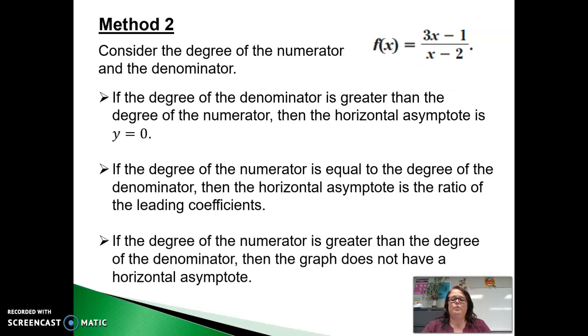If the degree of the numerator is bigger than the degree of the denominator, then the graph doesn't have a horizontal asymptote. So this is the much more straightforward way to talk about it, and this is the way that I will talk about it. So just like I said a moment ago, the horizontal asymptote is going to be y is equal to 3 over 1, or y is equal to 3.